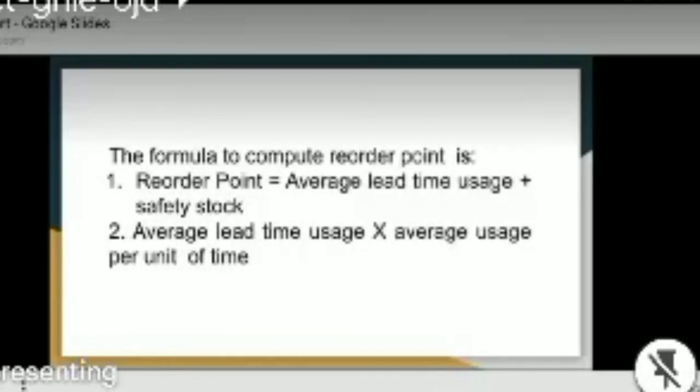So first is reorder point. Reorder point equals average lead time usage plus safety stock. It means multiply the daily average usage by lead time and add the amount of safety stock you keep. And second, average lead time usage equals lead time times average usage per unit of time.